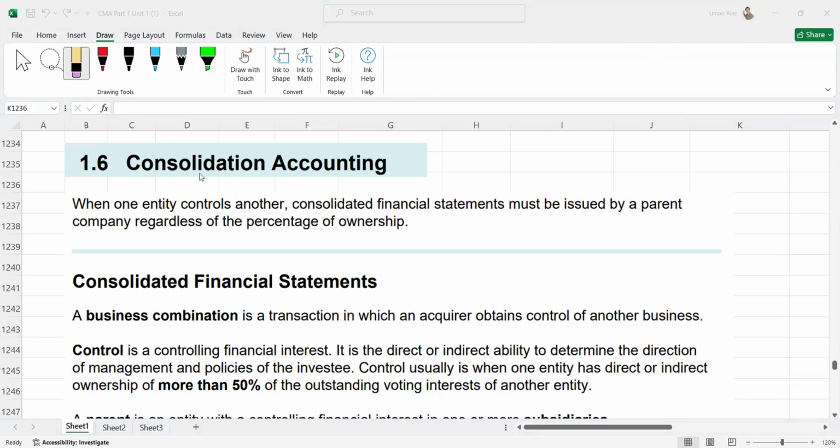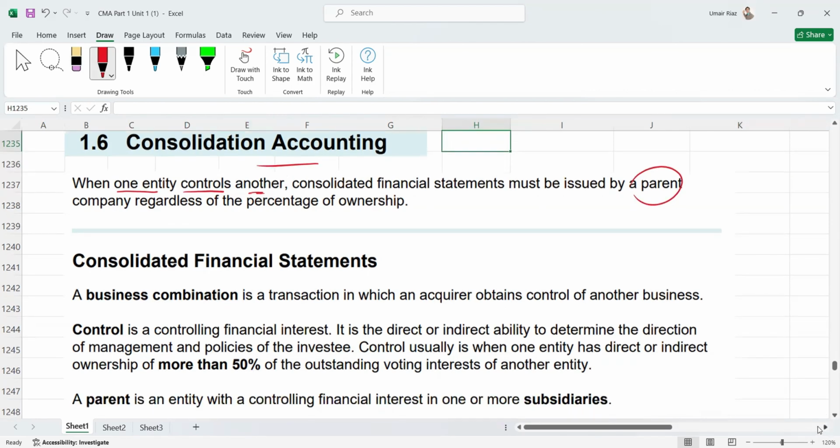So today we are going to discuss consolidation accounting. Please remember when consolidation accounting is required: when one entity controls another entity. In that scenario, the controlling company, I mean to say the parent company, is required to prepare consolidated financial statements.